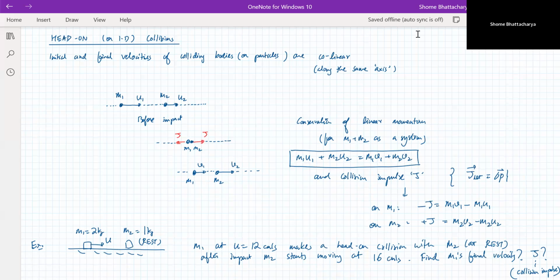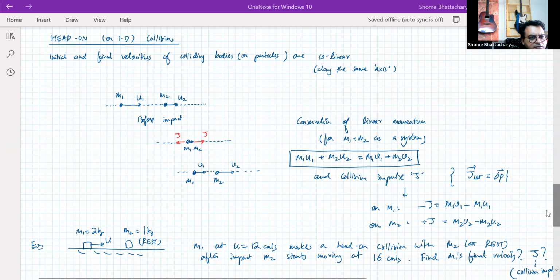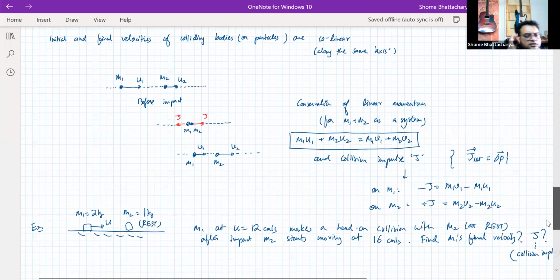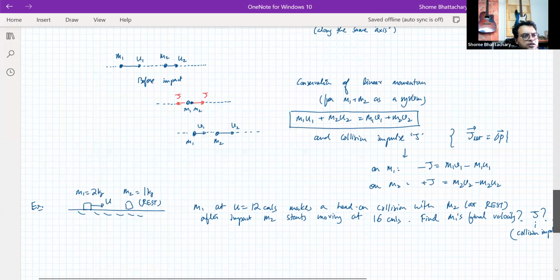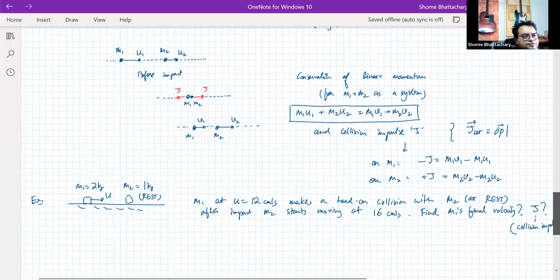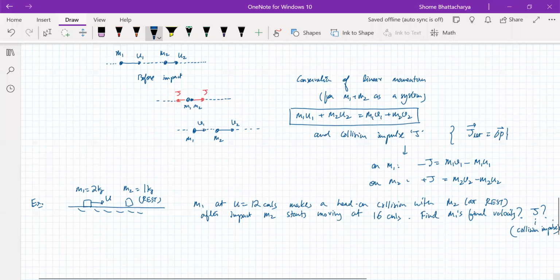Okay, so let's check out the answer, people. Yes, very good. 4 centimeters per second is the correct answer, and the impulse will therefore become how much? 16 kg centimeter per second, or you can write it as 0.16 kg meter per second in SI unit. It's the same thing as Newton second.